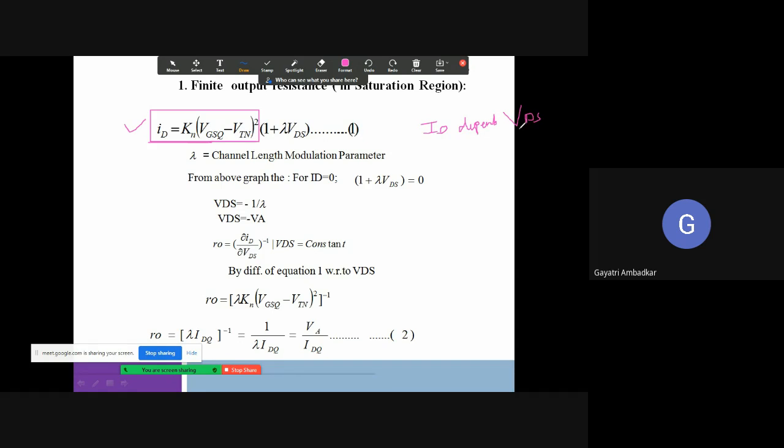ID changes with VDS also. Okay, so when this happens, now how this happens, I'm going to explain to you. In that case, the saturation current is given by Kn times (Vgs minus Vt) squared, multiplied by (1 plus lambda times Vds), where lambda is called the channel length modulation. Now let us see where this comes from.